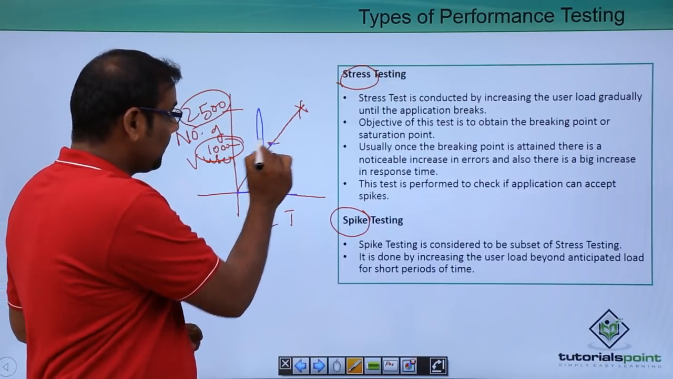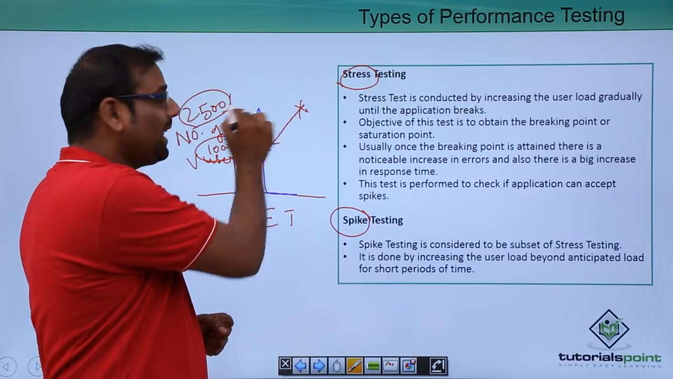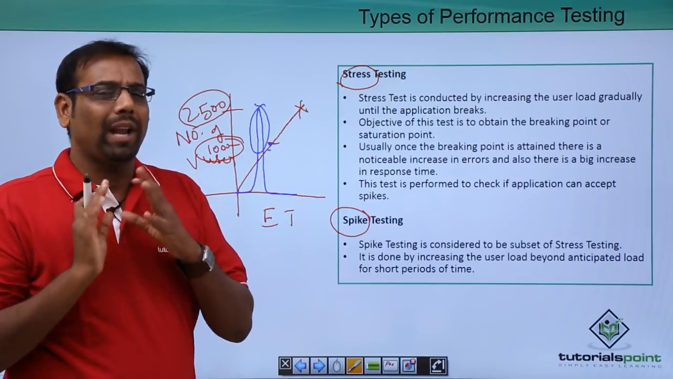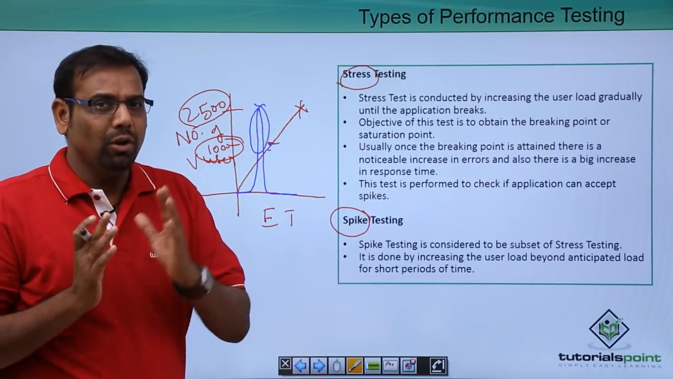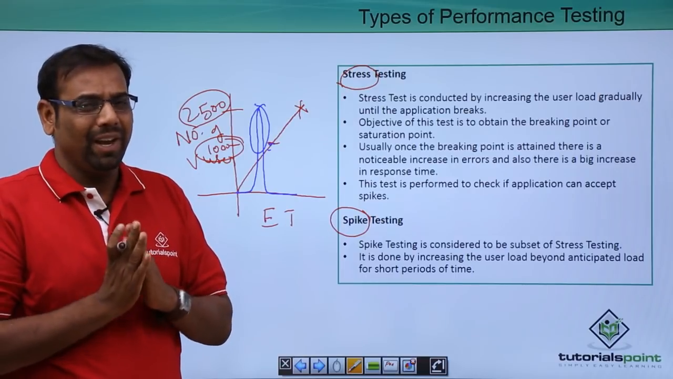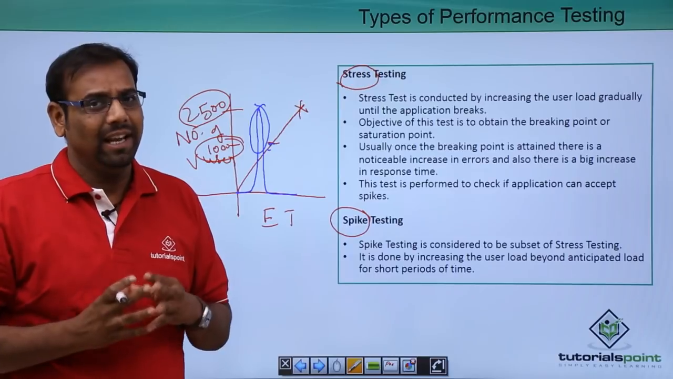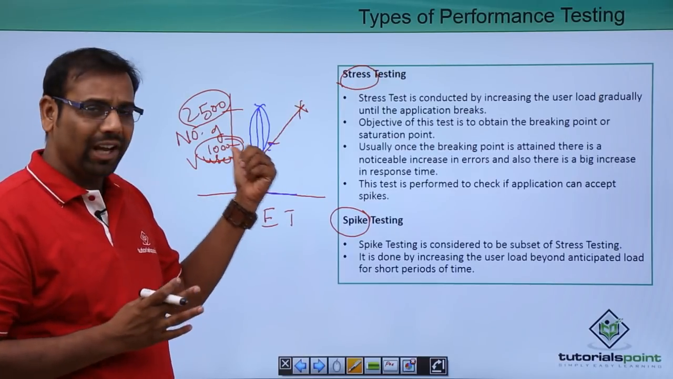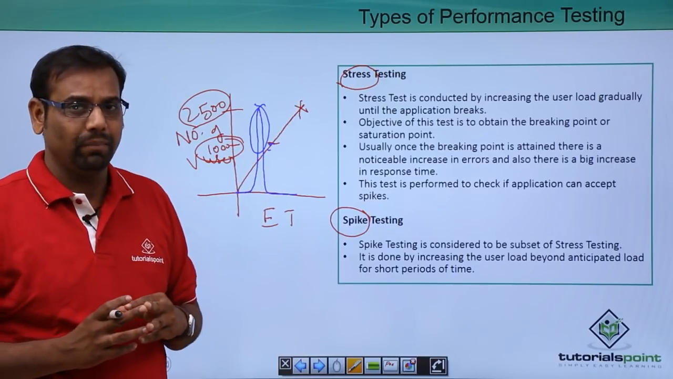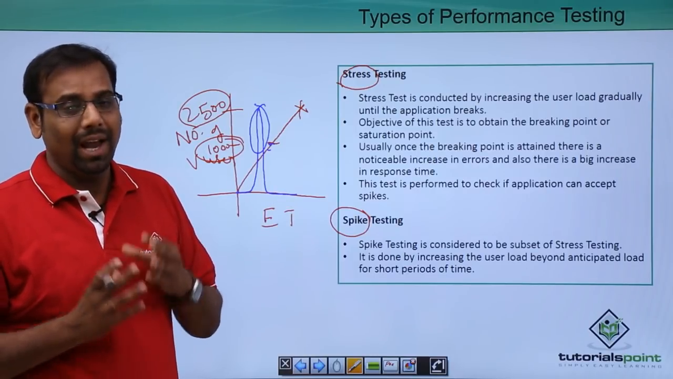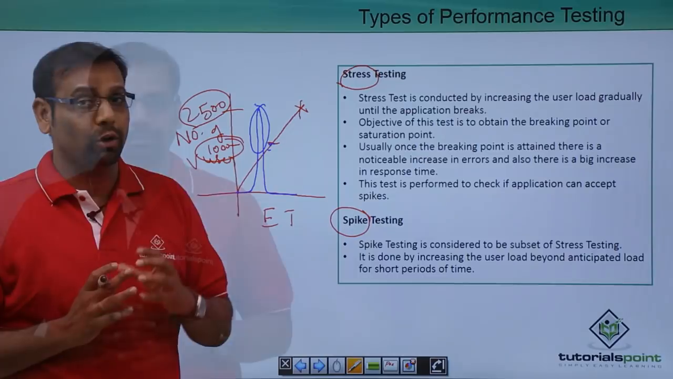So this is the anticipated load. You are going over the anticipated load for a short period of time just to see what happens with the system. So spike test is rarely done. In fact, in my projects, I have an illustrative career of 7 years. In my 7 years, I have done the spike test only once. But stress test is done quite often in your projects. And stress test is done after your load test.